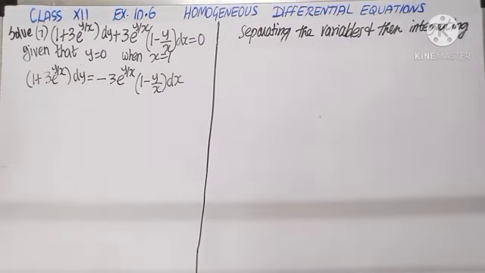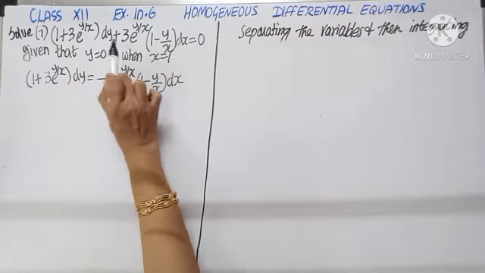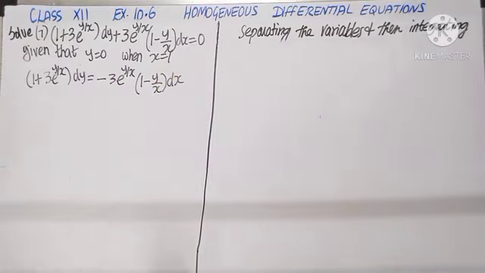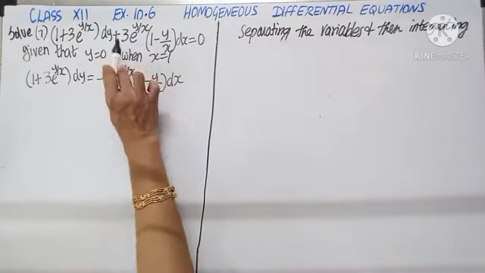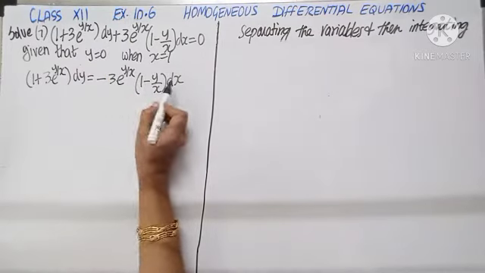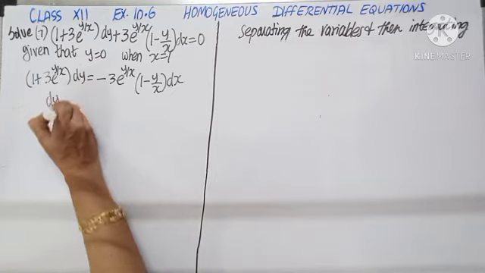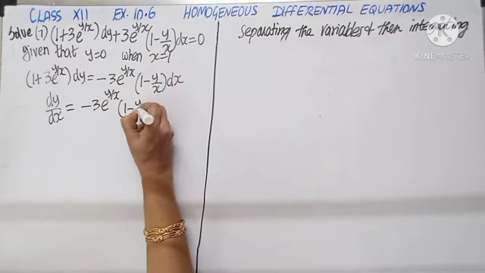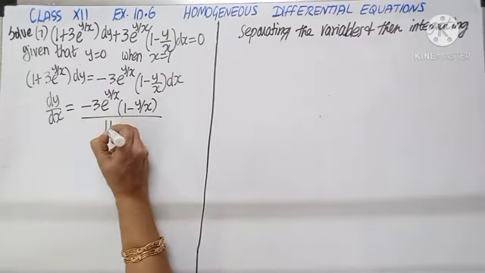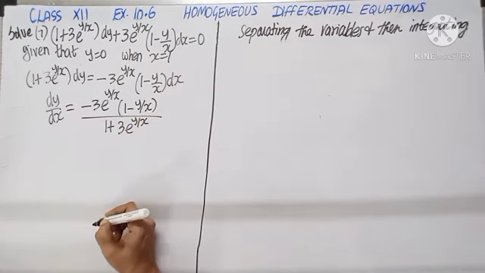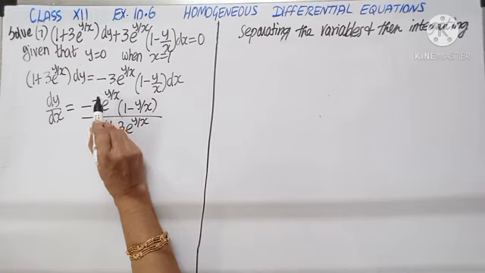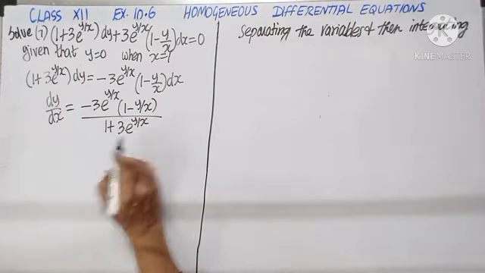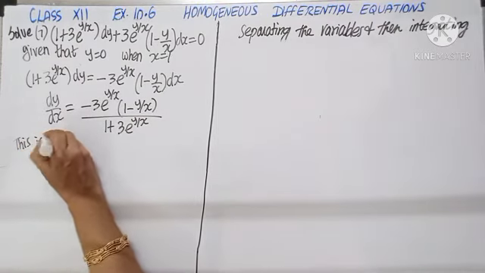Question number 7: (1 plus 3 e power y by x) dy plus 3 e power y by x into (1 minus y by x) dx equals 0. As I look at the problem, there are two terms. Keep one term to the right. Bring dx down and rewrite the problem. Dy by dx is minus 3 e power y by x (1 minus y by x) divided by (1 plus 3 e power y by x). Check for the degree: y by x, degree 0, here also y by x, here also y by x. It is of degree 0, so this I can declare is homogeneous.